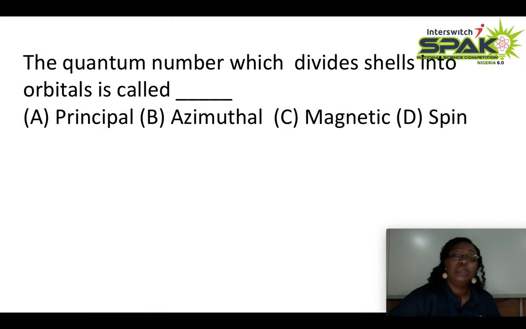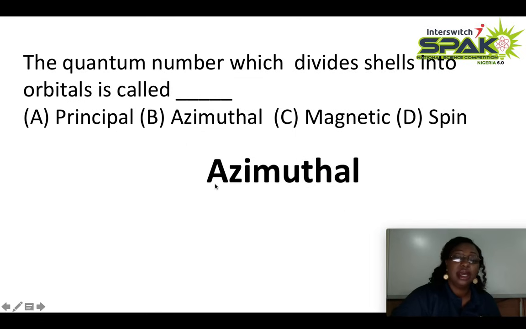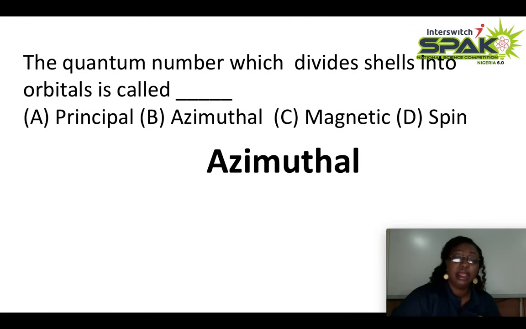The quantum number which divides shells into orbitals is called, we've already mentioned something similar to it. What is it called? Let me give you a few seconds to revisit it and see if you can get your answer right. Okay, so the answer is azimuthal, which is also known as subsidiary.